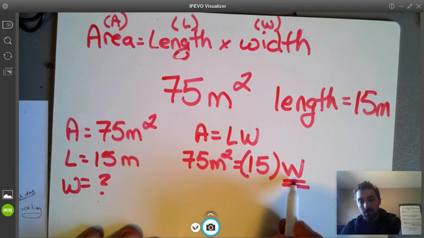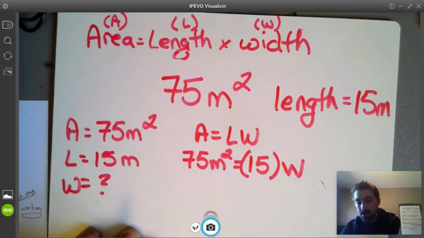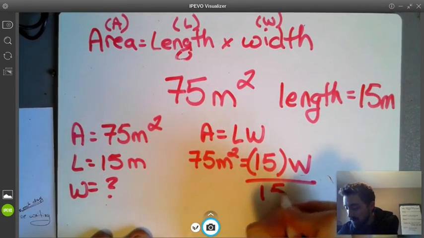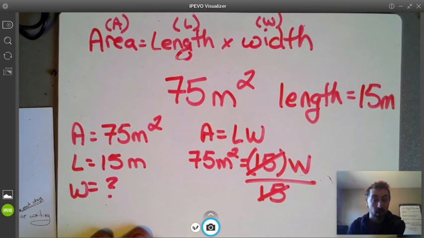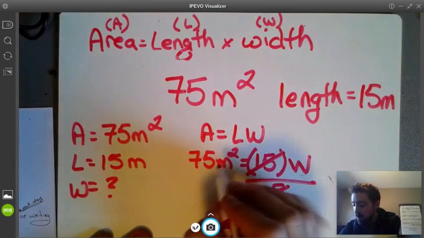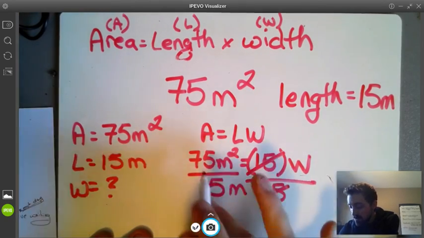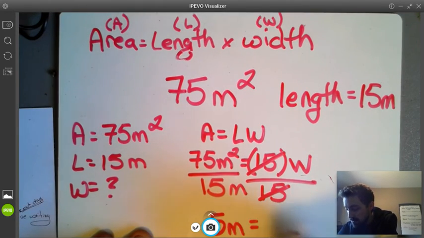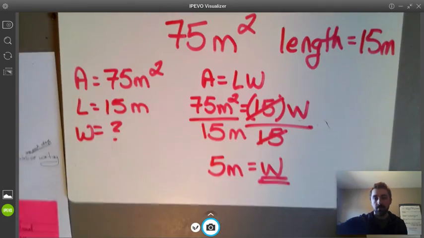To get rid of that, the opposite operation of multiplication is division. So we divide by 15. That cancels that because it works down to a 1. And 1 times anything is itself, so that's why we cancel it. And then we do the same to the other side, 15 meters. 75 divided by 15 gives us 5 meters. And that gives us our width. So that is how we can figure out our width.